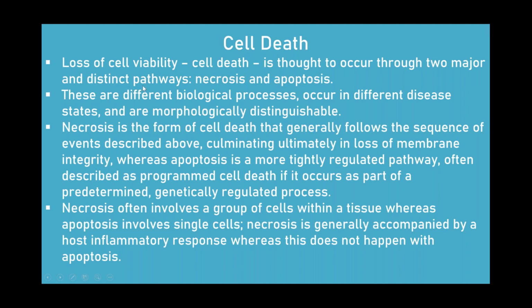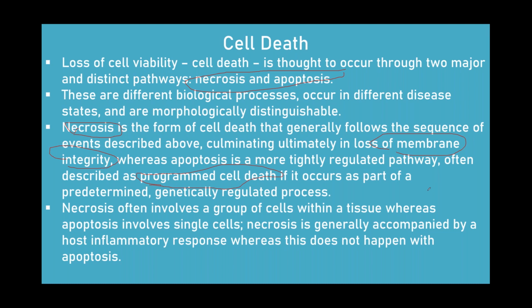It can occur through two major and distinct pathways, either necrosis or apoptosis. So this is very important here. In cell death, you should know what is meant by necrosis and what is meant by apoptosis. Necrosis is a form of cell death that generally follows a sequence of events described above, culminating ultimately in loss of membrane integrity, whereas apoptosis is a more tightly regulated pathway, often described as programmed cell death. So this is the most important difference.